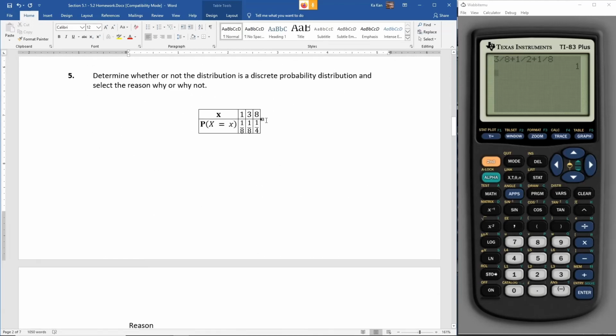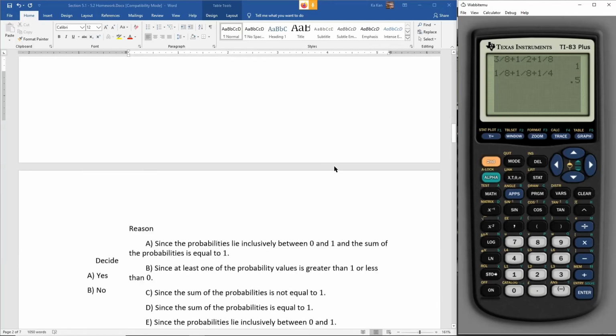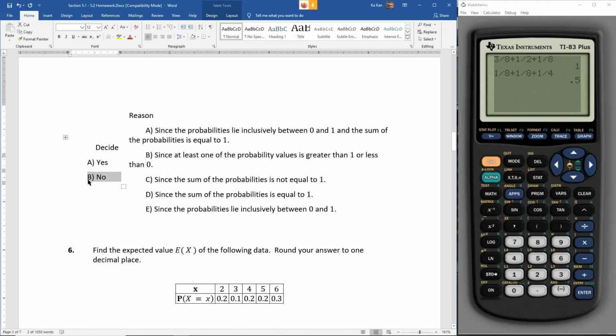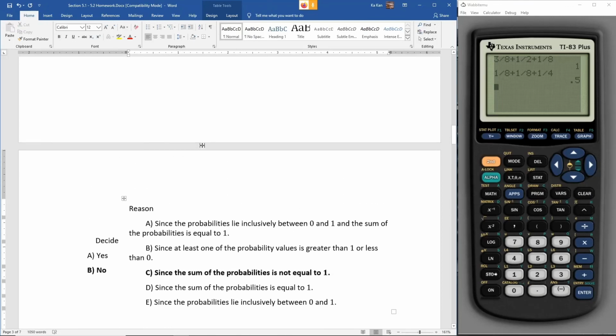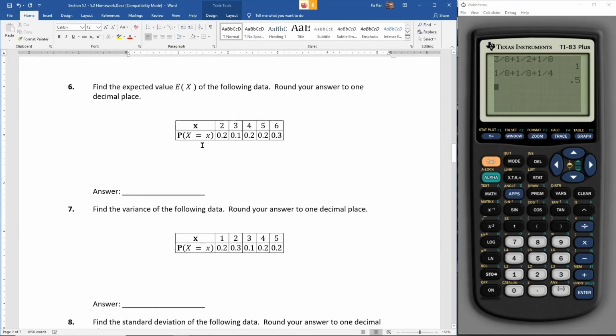So let's look at this one. Let's try the same thing. 1 over 8 plus 1 over 8 plus 1 over 4. I got 0.5, so you know what's up. It's not equal to 1. You only got a 50% chance here. So it's incomplete. The answer would be no. And why? Because the sum of the probability does not equal 1, and we are out of luck for this problem. Let's look at number 6.